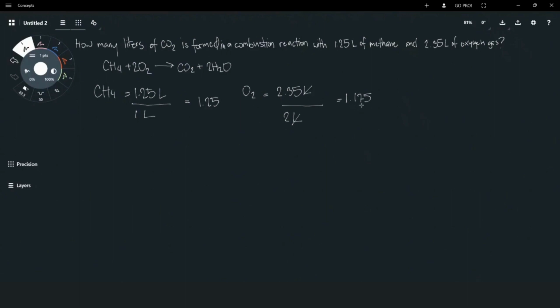So now we can use 2.35 liters to find out how many liters of carbon dioxide is formed. First, we multiply 2.35 by our ratio of coefficients, which is 2 liters of oxygen gas yields 1 liter of carbon dioxide. So canceling the units, we have the answer of 1.18 liters of carbon dioxide.